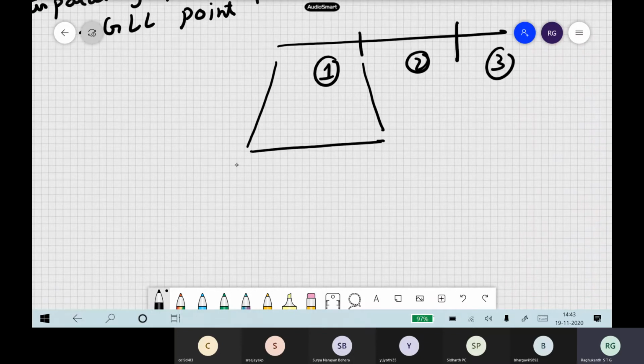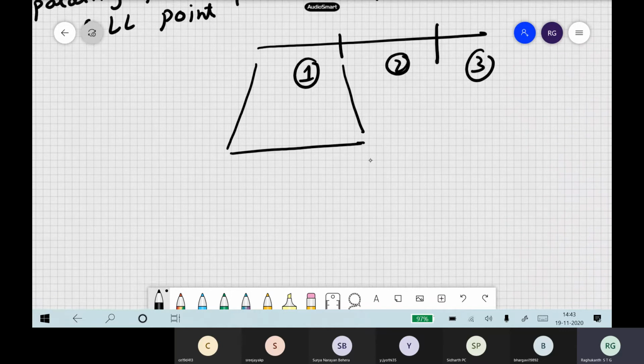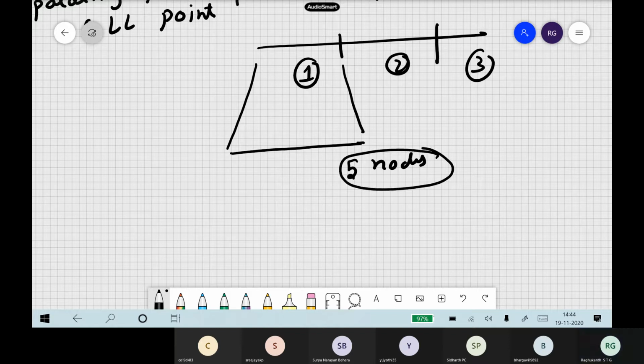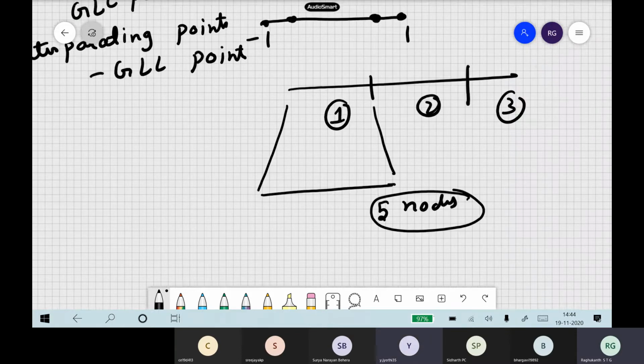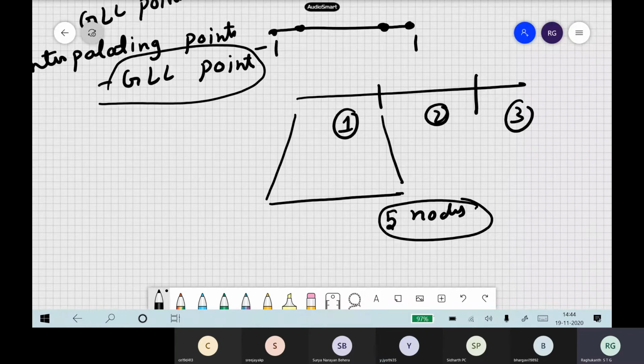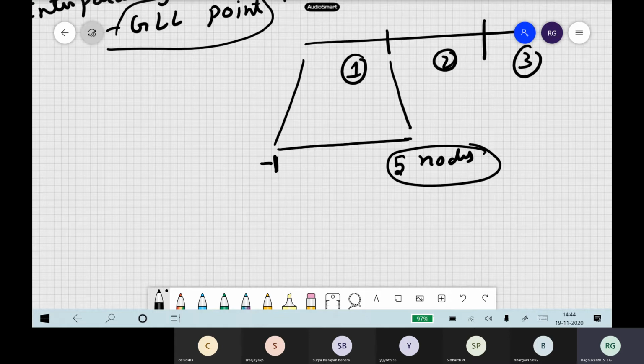The end points are also included, so where should these nodes be positioned? If I want to represent this linear element in terms of 5 nodes, where will these 5 nodes be located? They will be located at GLL points. GLL points only. So you go to the 5-point rule. Yesterday I also showed you the 4-point and 5-point formulas. In the GLL points, the end points are also included in the calculation.